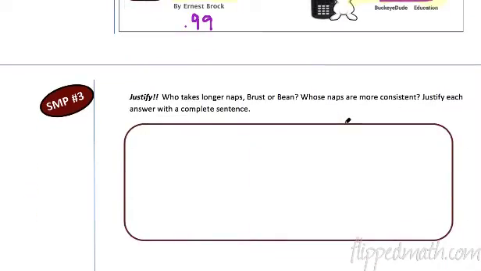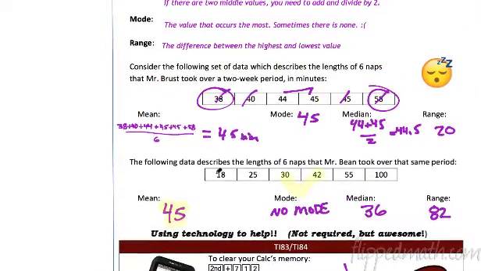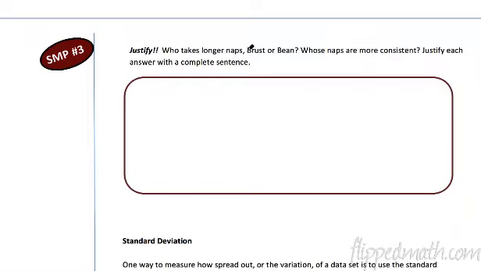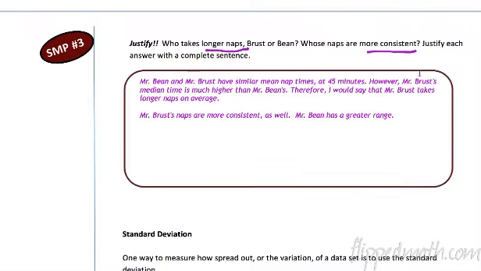So the whole point of this, well, we want to look at the numbers here and we want to compare the two. That's generally where we're going with this. We want to look at Breast and look at Bean and talk about their naps and see how they differ from each other. So I want you to do that right now. Pause the video and answer these questions. Who takes longer naps and whose naps are more consistent? All right, pause the video. Go. Complete sentence. Okay, so we're back, and this is what I came up with when I looked at the data from above.